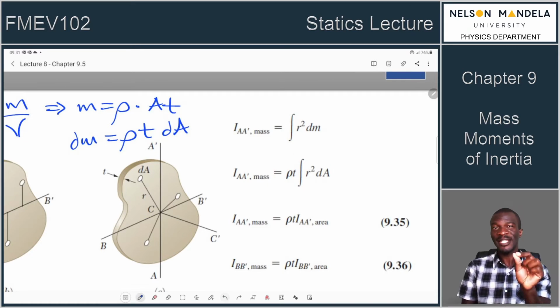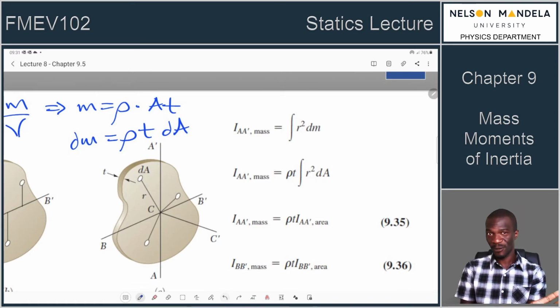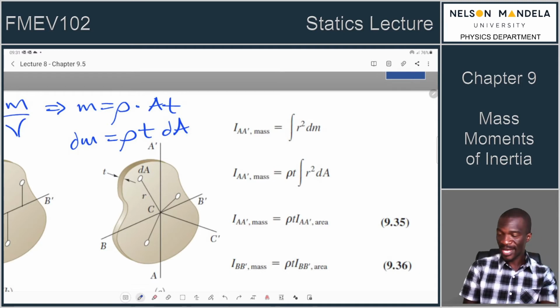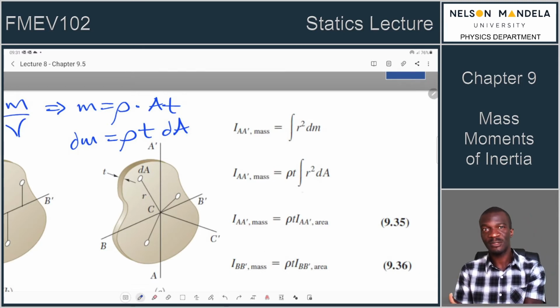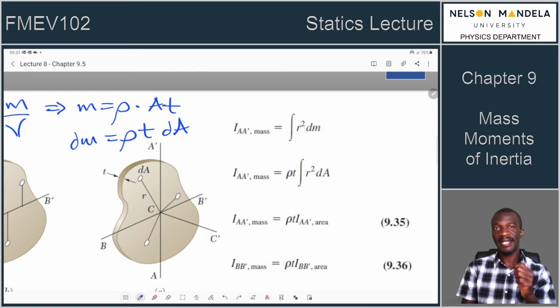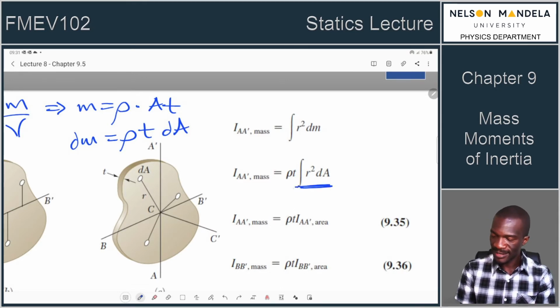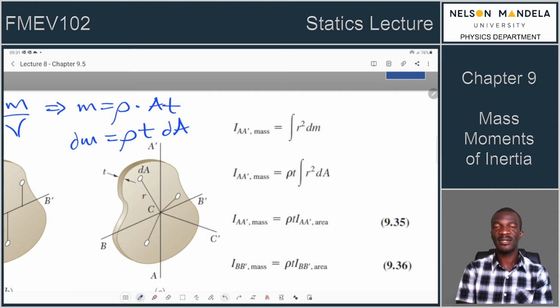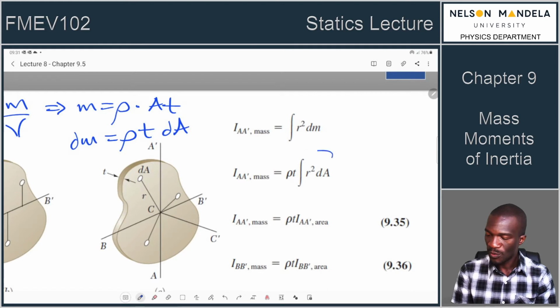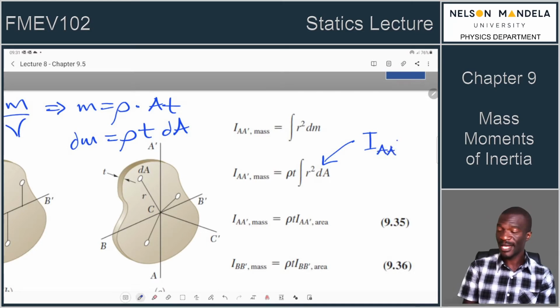Remember, our r squared in this case is simply the distance from the axis, right? It could be a y-axis, so that it becomes what? It could be x squared dA. It could be an x-axis, so that it becomes a y squared dA. But in this case, it is an r squared, so it's simply representing that distance from the axis. So this is our integral, and we can tell that this is just a moment of inertia about the x-axis, but this is a second moment.